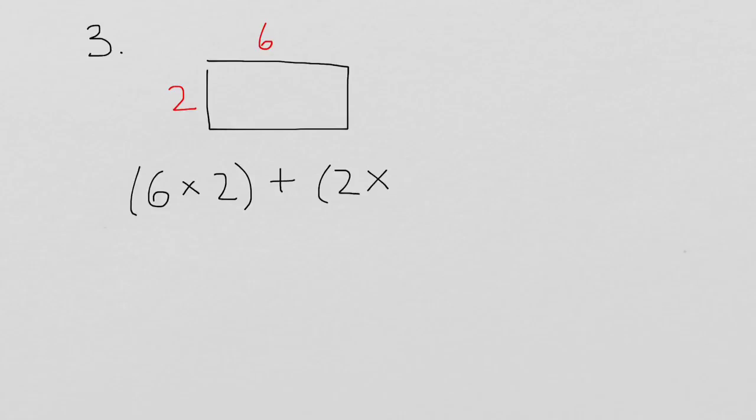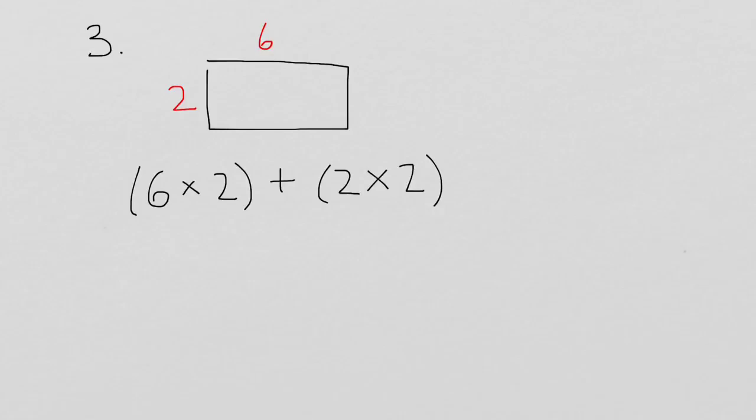Question 3 asks you to write down an expression for the perimeter of the rectangle. We should all know the perimeter of a rectangle is all the sides, the length of all the sides added together. If this equaled 6 and this equaled 2, all we would do is write down 6 times 2 plus 2 times 2, because we have two sides that measure 2 and two sides of 6.